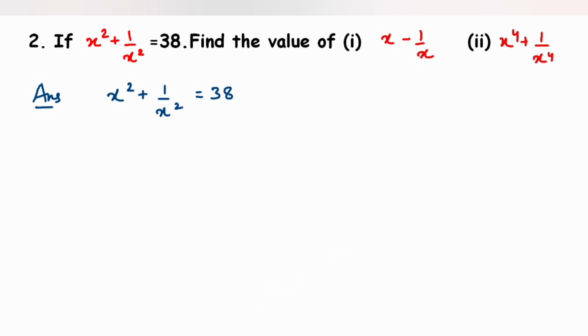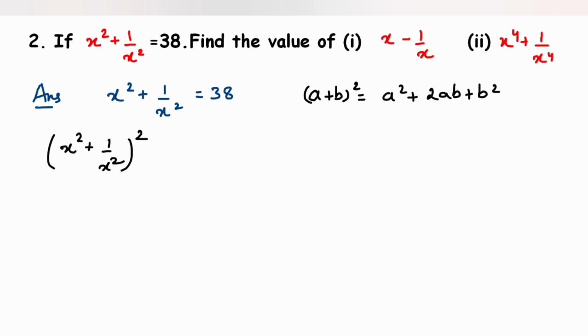Okay, so the second question is, we have to find out x to the power 4 plus 1 upon x to the power 4. So for doing this, I'm going to take a squaring of x square plus 1 upon x square, instead of taking x to the power 4 plus 1 upon x to the power 4. So again we're going to use the first identity, that is a plus b whole square, which is equal to a square plus 2ab plus b square.